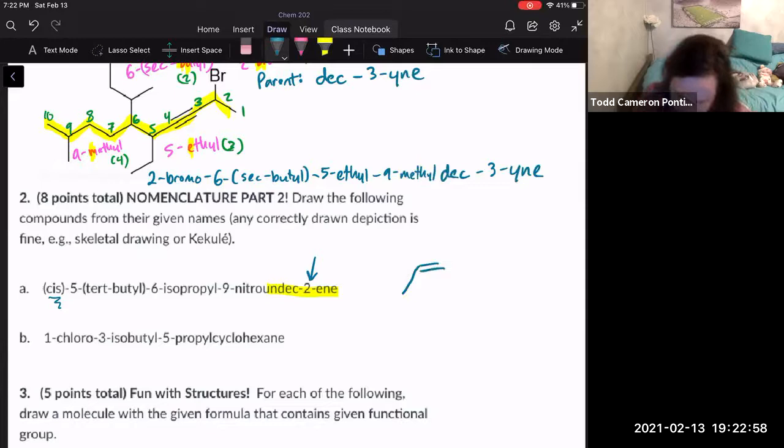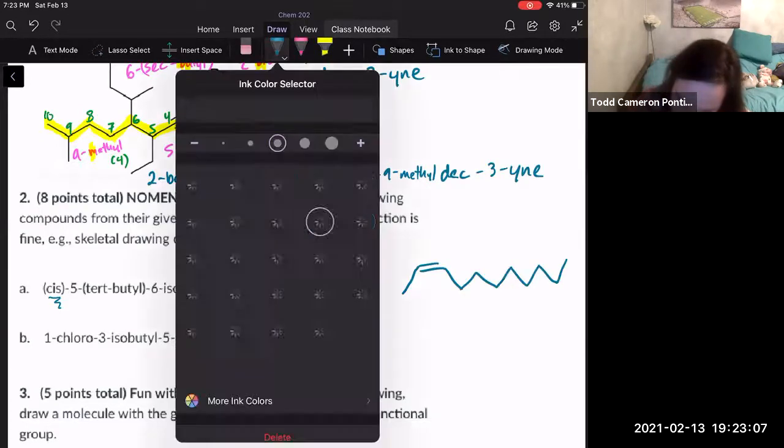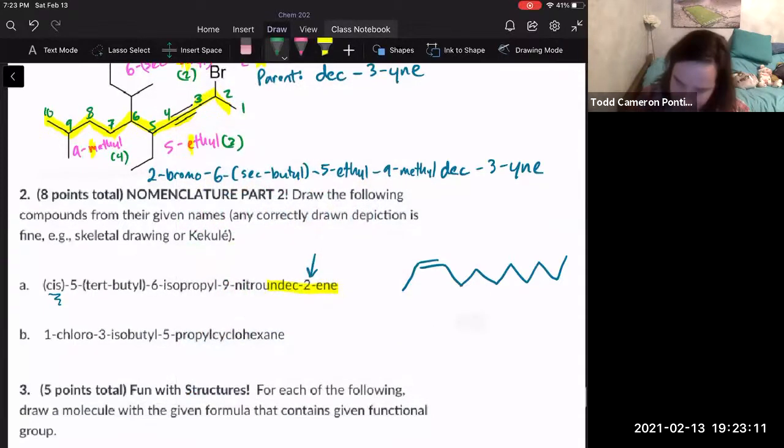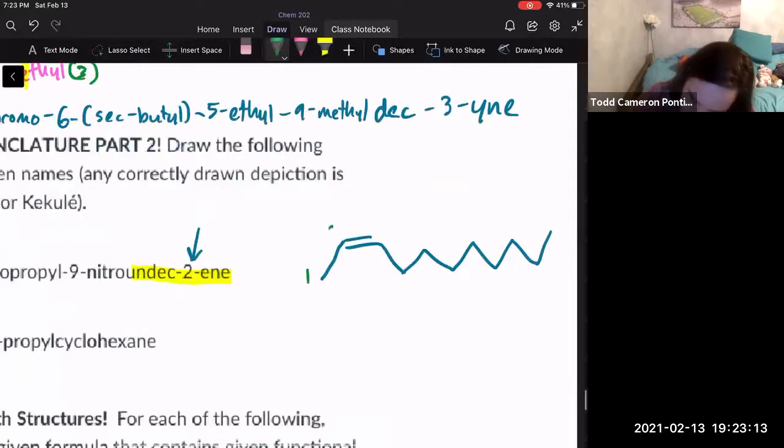And the rest of the molecule I can just do a zigzag. So 1, 2, 3, 4, 5, 6, 7, 8, 9, 10, 11. I'm going to number. Numbering makes it really, really nice for your scaffolding here. So 1, 2, 3, 4, 5, 6, 7, 8, 9, 10, 11.